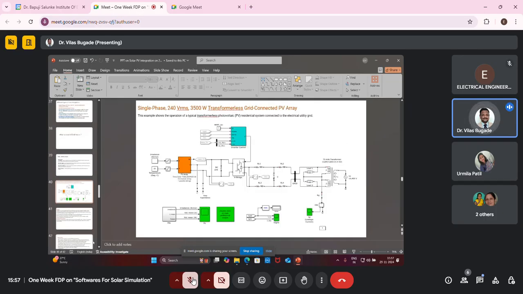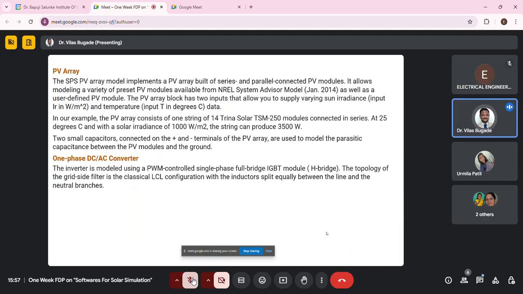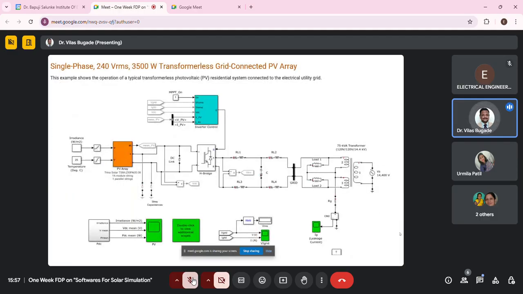So I'll open one of the MATLAB simulations. What will I take now for this? Yeah, sorry. Okay, now it's visible very clearly, right, sir? Yes, yes, yes.